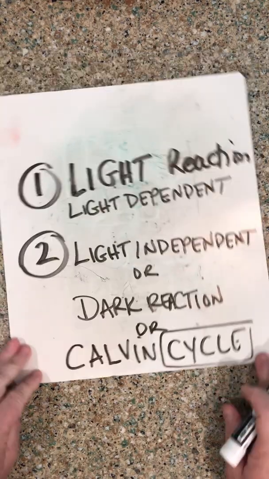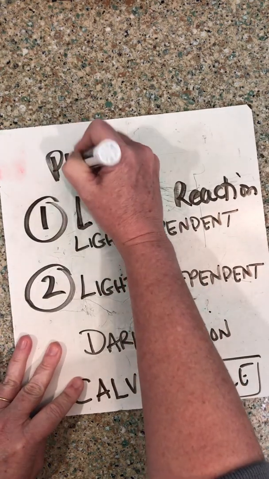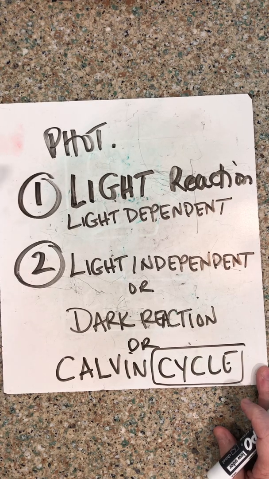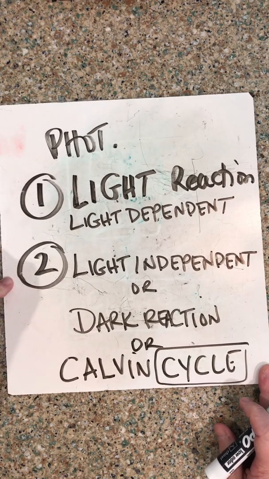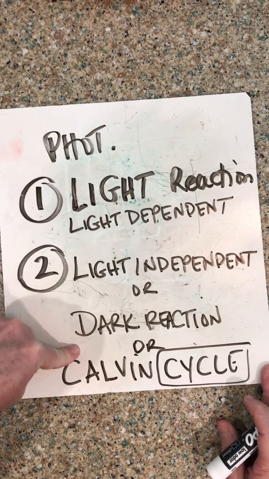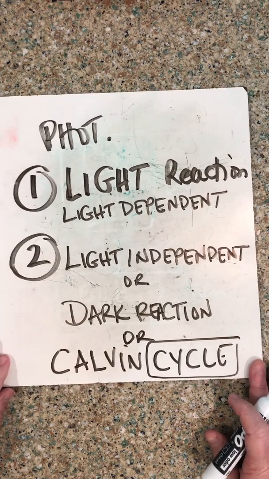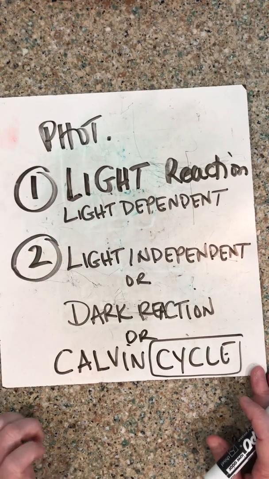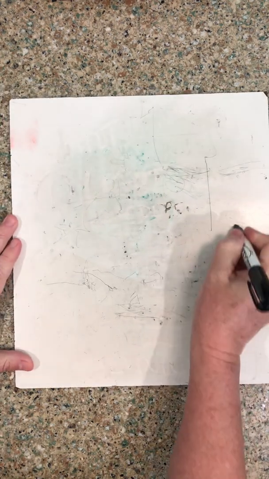Okay, so the overall photosynthesis has 2 steps: light reaction and dark reaction, or light dependent and light independent, or we can call it the Calvin cycle. And they actually refer to it as all 3. So you need to know both of these names, and then you need to know all 3 of these names. Okay, quick rundown of what goes on, and then I'm gonna do a video about just the light reaction and a video about just the dark reaction. But the main overview is this.